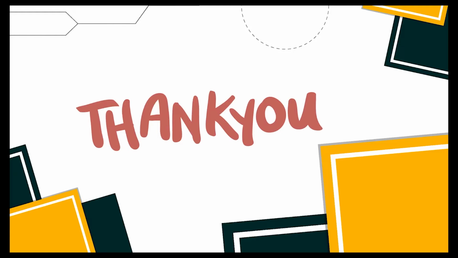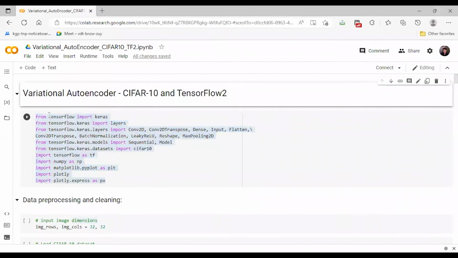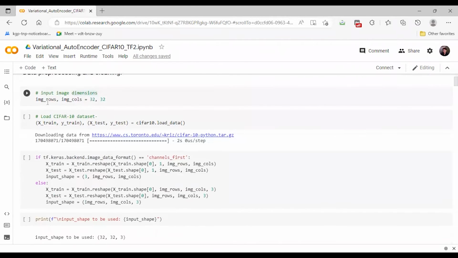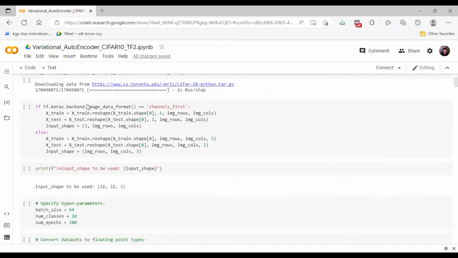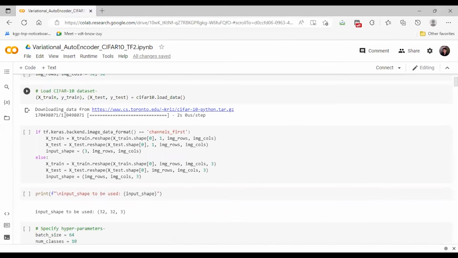Hi, this is Bhargav. Now let us just skim through our implementation of variational autoencoder and generative adversarial networks on the CIFAR-10 dataset. Due to lack of time, we'll have a cursory look at the implementation. This is the importation of the necessary libraries. We use the TensorFlow architecture for building the encoder and the decoder. This is the data pre-processing and cleaning block of code.